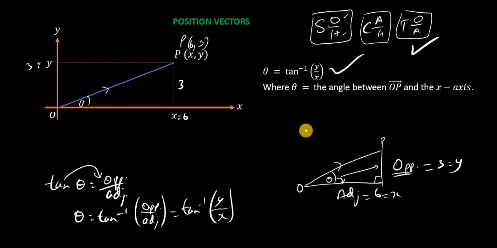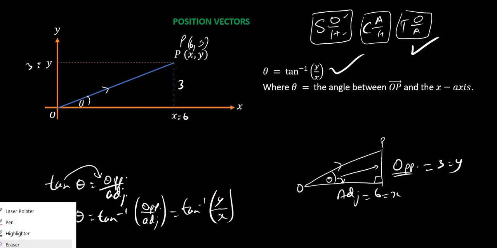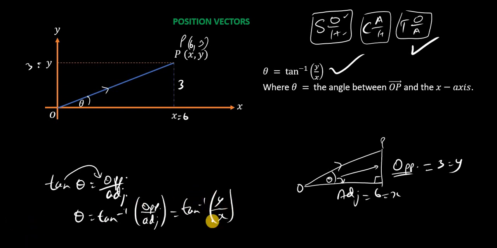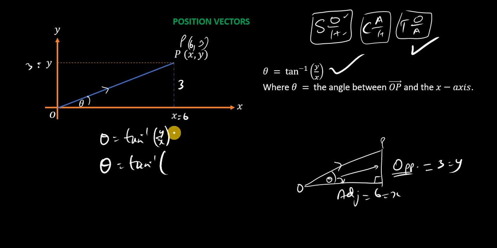Here it is again. We can replace the x and the y. Let's replace those values. In fact, let me just rewrite this. We have tan inverse, and we have y over x, because we already have the y value, which is 3, over the x value, which is 6. Put that in your calculator.